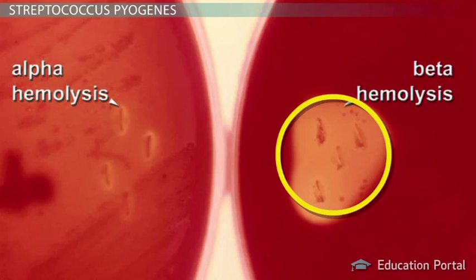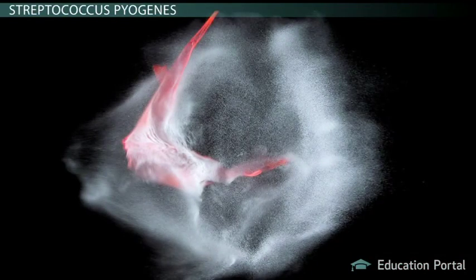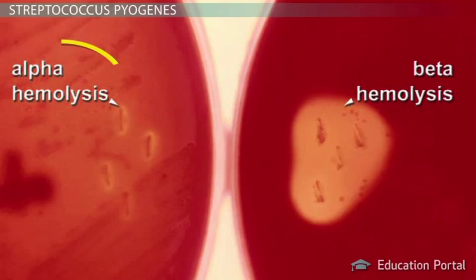This hemolysis occurs because these bacteria release a toxin that causes the red blood cells to burst open, like a balloon would burst open when pricked by a needle. Beta hemolysis is in contrast to alpha hemolysis, which results in incomplete destruction of red blood cells, or incomplete hemolysis by other types of streptococcal bacteria.